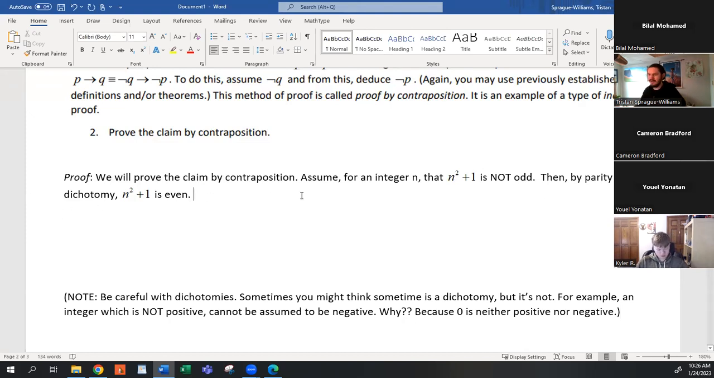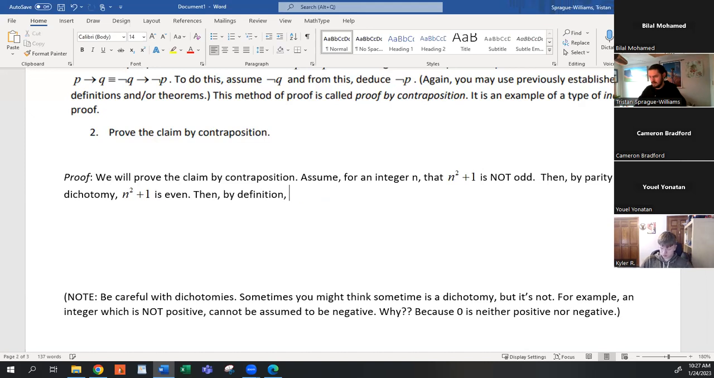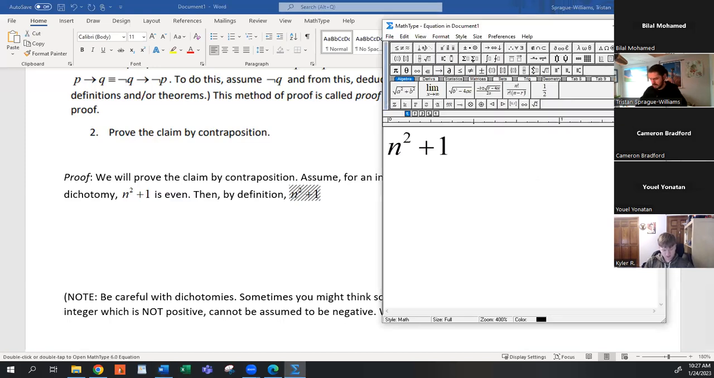Okay, so now we have n squared plus 1 is even. So now we can use our definition again. Then, by definition, n squared plus 1 equals 2k, right? For some integer k.